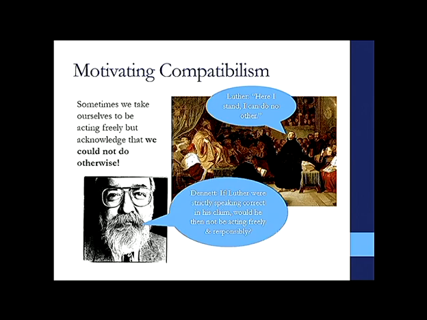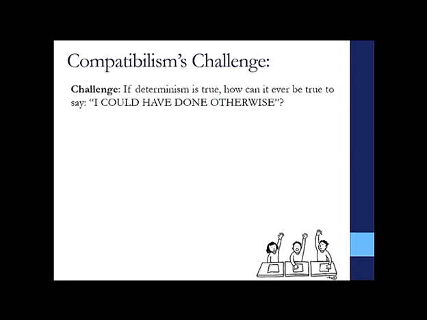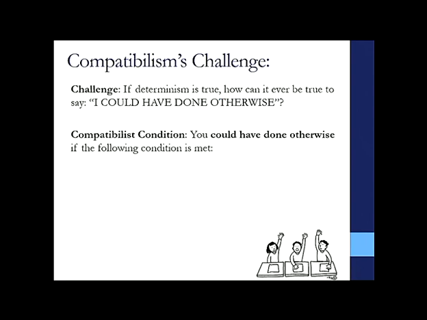Here's how the compatibilist makes sense of this. They're going to say, it's true that you could have done otherwise, so long as the following condition is satisfied. This is the compatibilist condition. If you had chosen to do otherwise, you would have. This can be true even if it's also true that your actions are unavoidable.